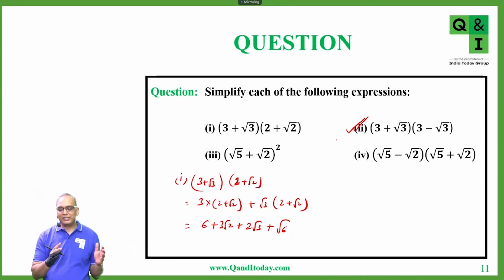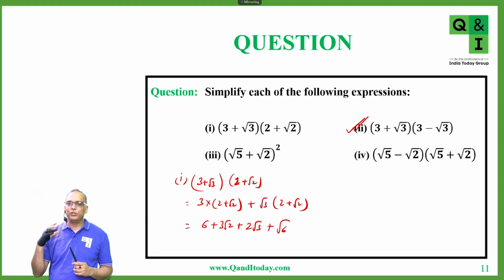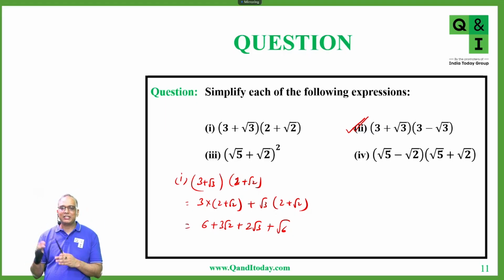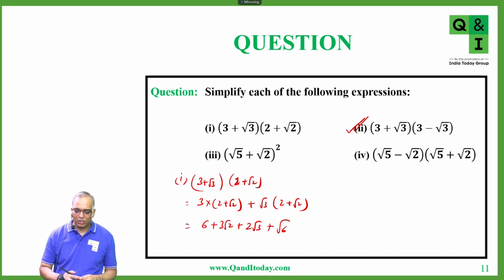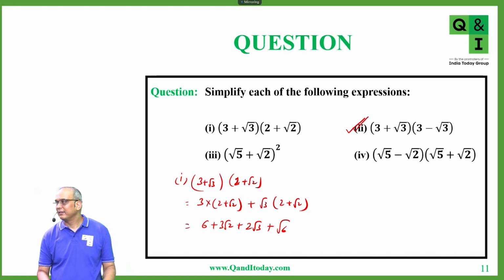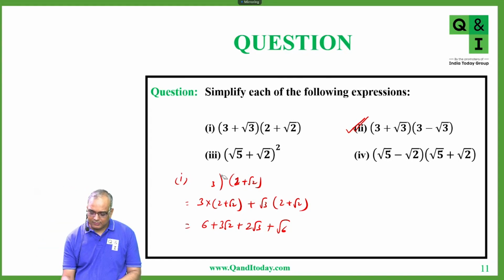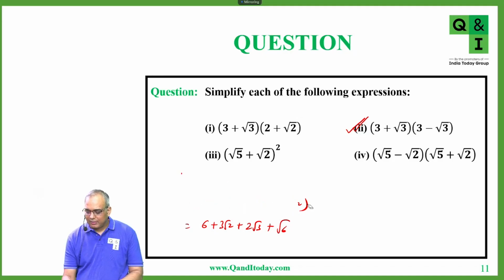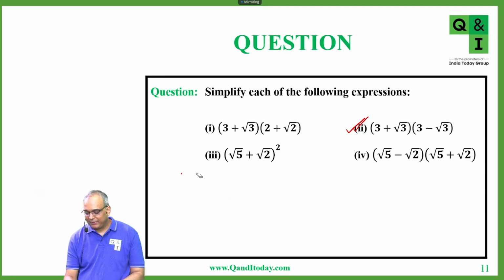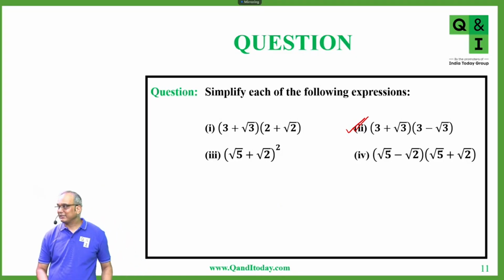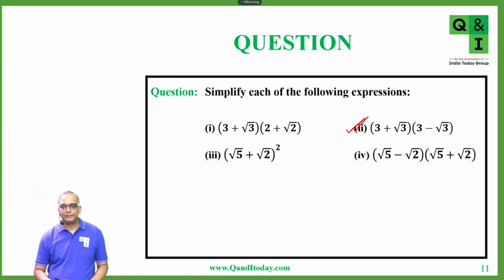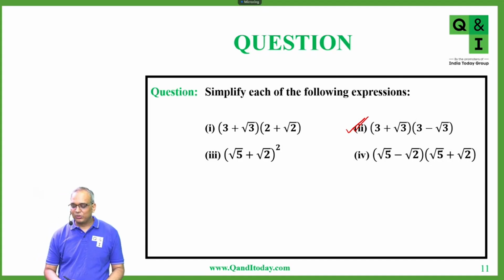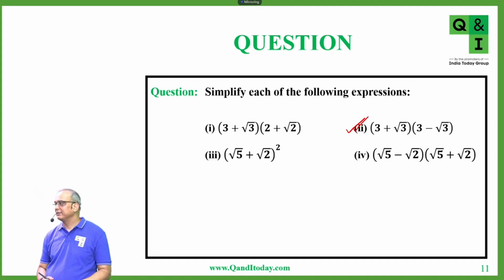So those who have done the first one, please attempt the second question. 3 plus root 3 into 3 minus root 3. If you use the identity x plus y into x minus y, it is x square minus y square. So use that identity to solve the second one. What is the answer for this? Quickly.